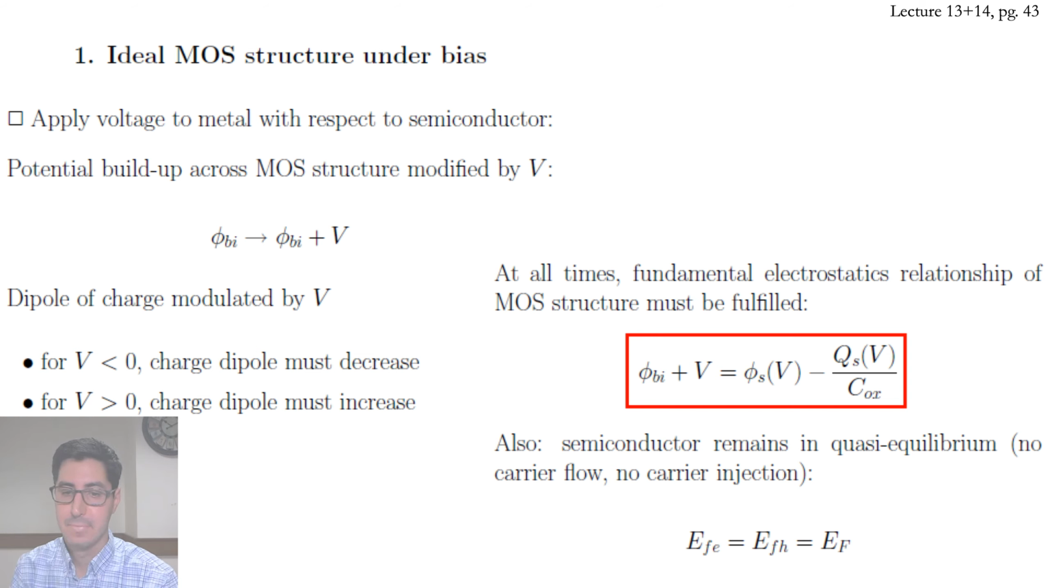Now, the insulator prevents current from flowing. So the semiconductor remains in quasi-equilibrium. There's no carrier injection, so charge does move, but we're not injecting excess carriers, and so we only have one Fermi level in the MOS structure at this point. And so EFE and EFH are just equal to EF, the Fermi level.